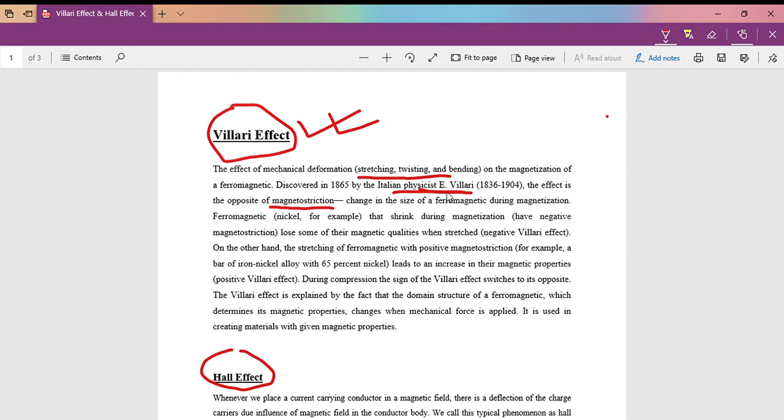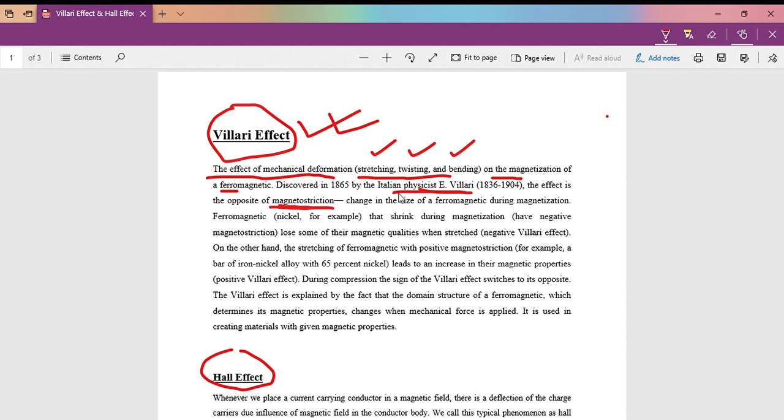E. Villari. Okay. Before starting our discussion regarding the Villari effect, we should know a very important term, that is magnetostriction. What is magnetostriction? The effect of mechanical deformation. We have three main types of mechanical deformation: stretching, twisting and bending. So the effect of mechanical deformation on the magnetization of a ferromagnetic material, for example iron, is known as magnetostriction.